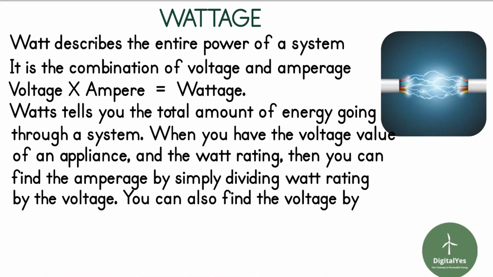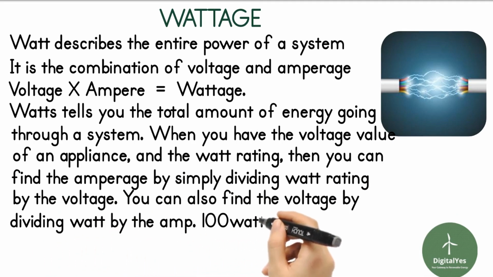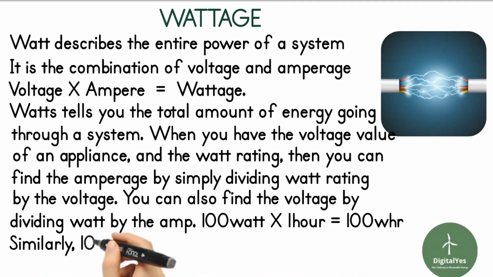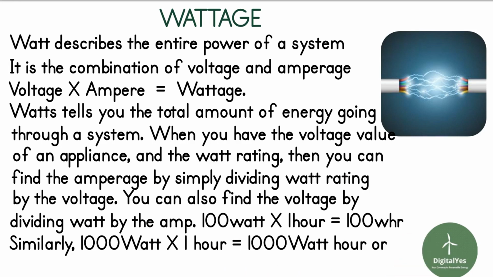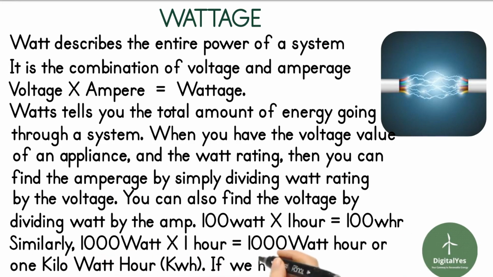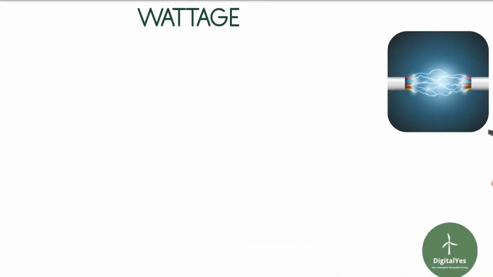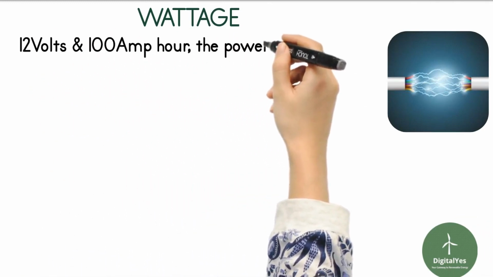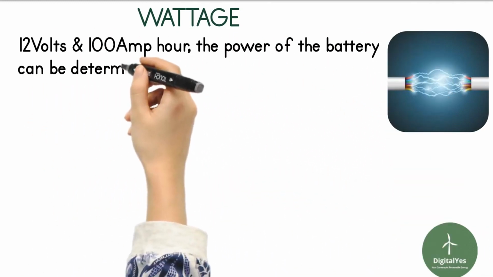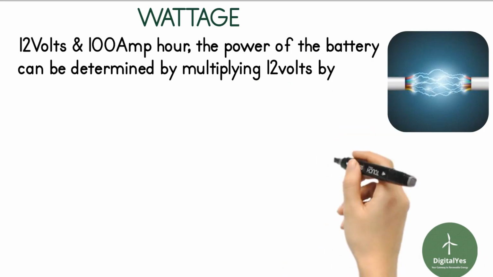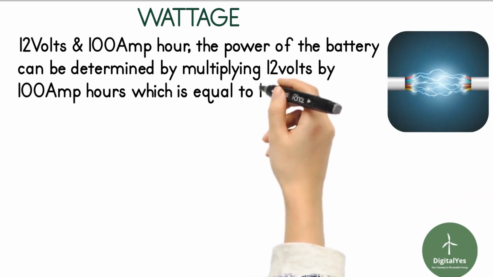100 watt times 1 hour equals 100 watt hours. Similarly, 1000 watt times 1 hour equals 1000 watt hours, or 1 kilowatt hour. If we have a battery of 12 volts and 100 amp hour, the power of the battery can be determined by multiplying 12 volts by 100 amp hours, which is equal to 1200 watt hours.